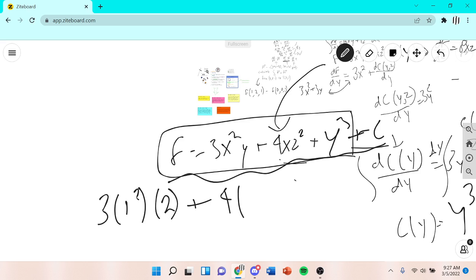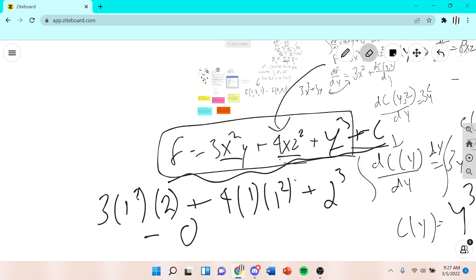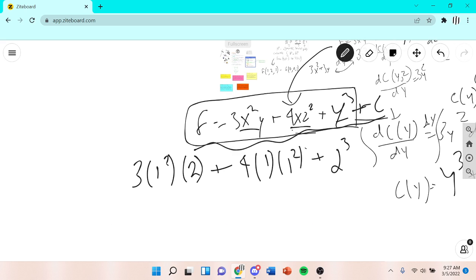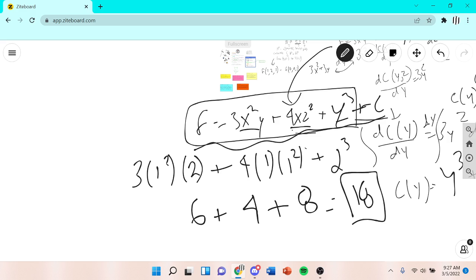So we're going to say that 3 times 1 squared times 2, plus 4 times 1 times 2 squared, plus 2 to the third, minus, well, this just becomes 0. This will just become 0 as well, and this one also becomes 0, so this is just 0. So whatever this is equal to, that is 6 plus 16 plus 8, and that is equal to 30. So that is the answer to our line integral.